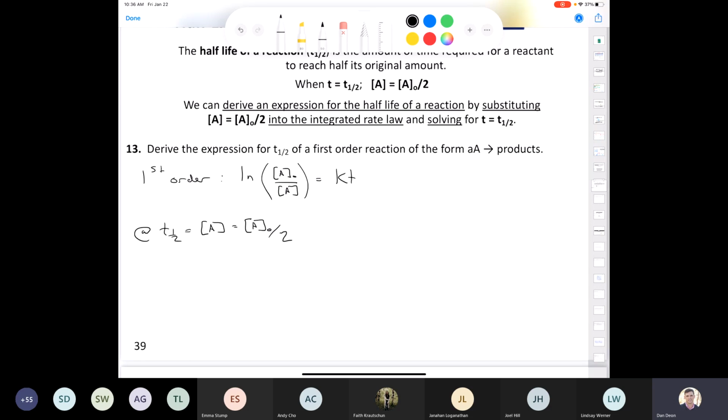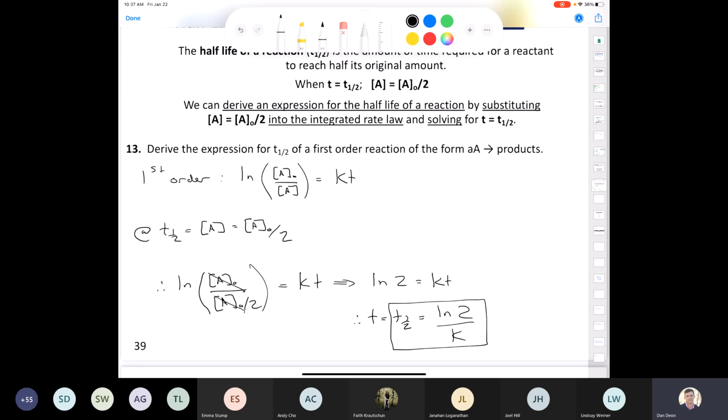So let's plug in some numbers. We get the ln of the initial concentration of A divided by the initial concentration divided by 2 is equal to k times t. Okay, we see that these are going to cancel, and we end up with the ln of 2 equal to k times t. Therefore, t, which is equal to the half-life, is going to be equal to the ln of 2 divided by k. And there you go. We derived the half-life expression for a first-order reaction.